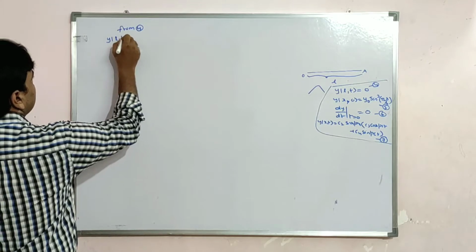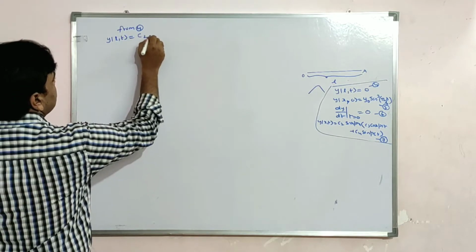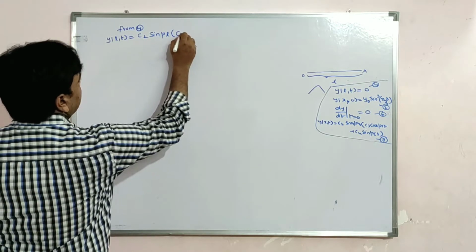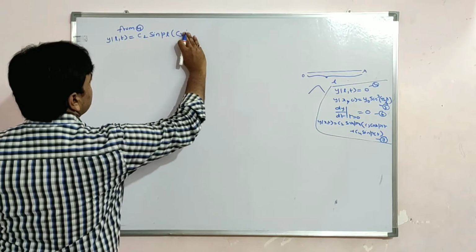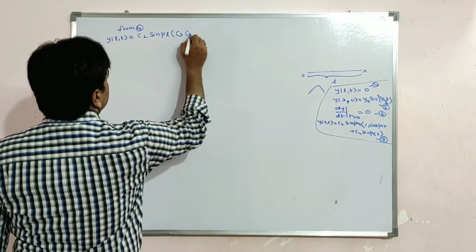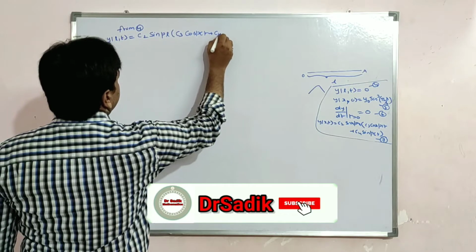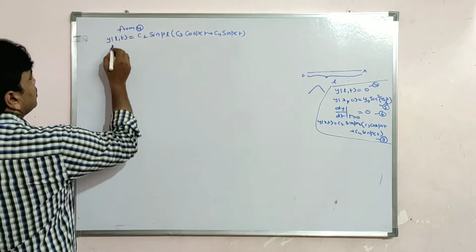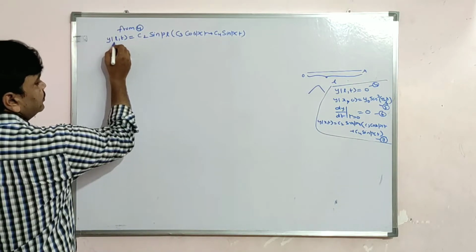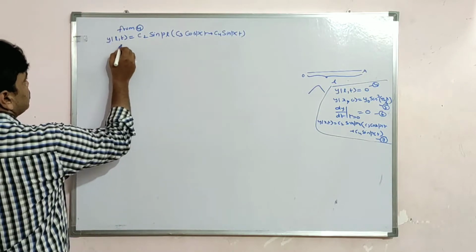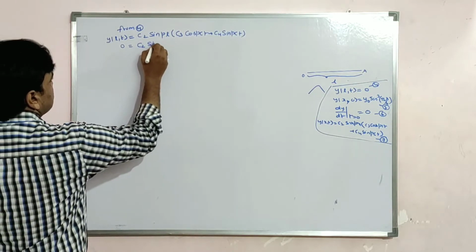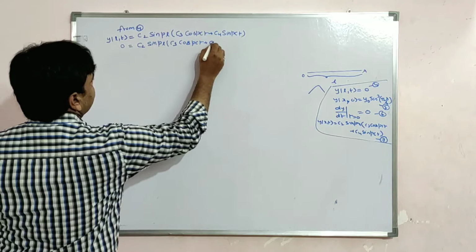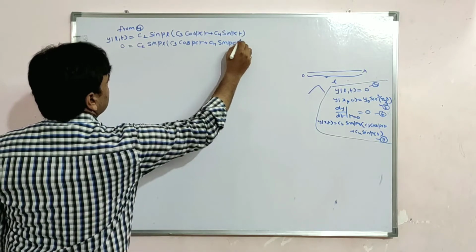So y at L comma t is equal to C2 sin pL into, again the same, C3 cos pct plus C4 sin pct. So this value, students, is equal to 0.